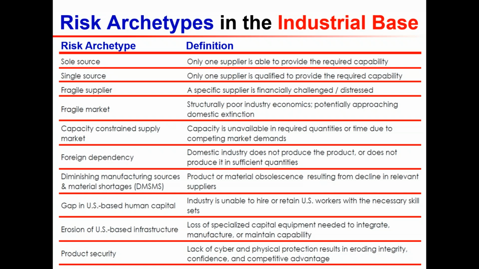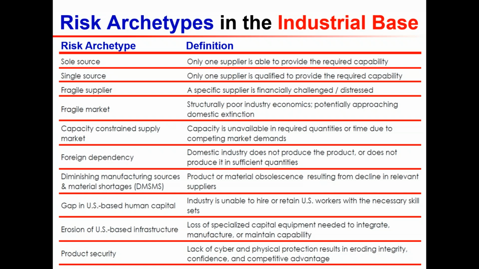But with single source, the idea there is that you could have other suppliers, but there's only one that's currently qualified. So it would take time, effort, and investment to get another qualified supplier. They might be able to do it, but they're not yet qualified. Whereas with sole source, there literally is only one that's even able.